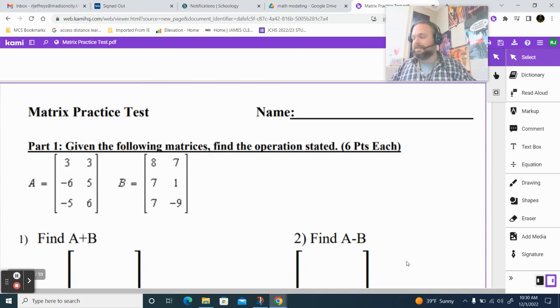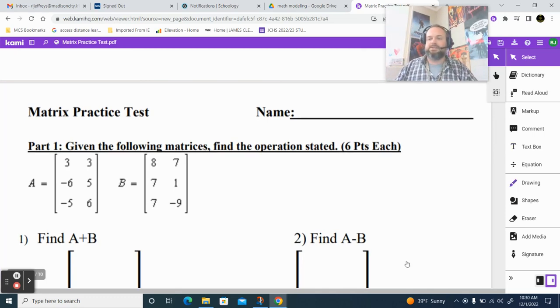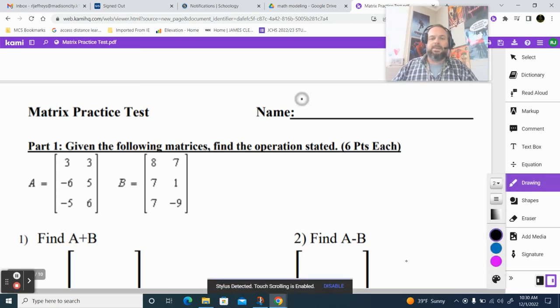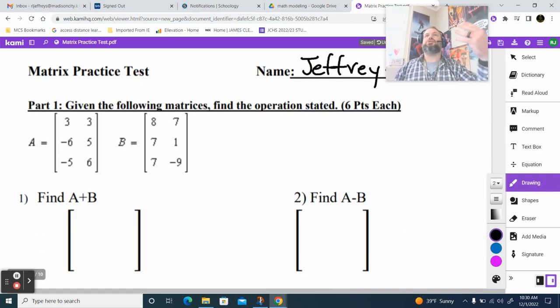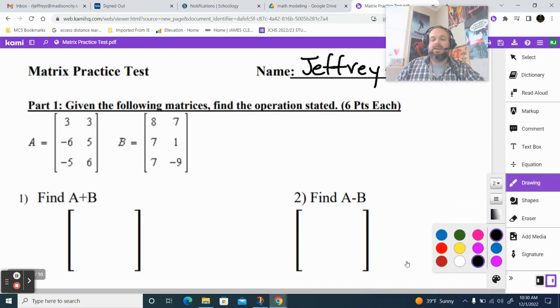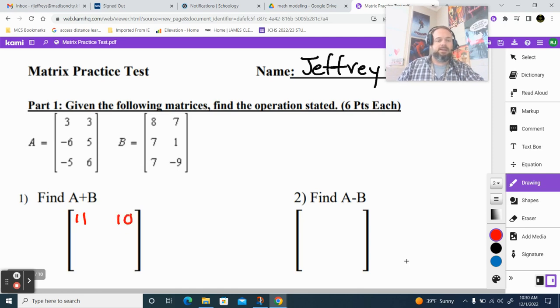So, let's get on to this practice test. As I showed y'all the other day, I provided the brackets for y'all to write your answers. This first one is A plus B. So this would be 11, 10, 1, 6, 2, -3.